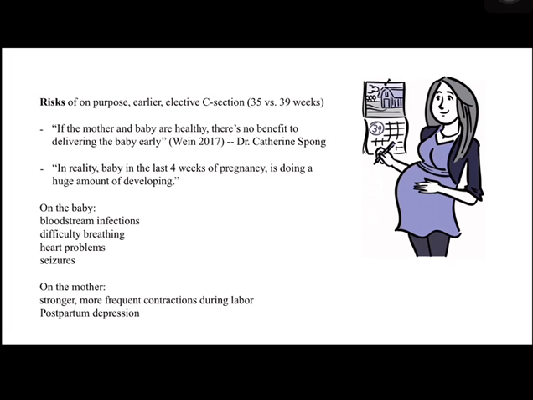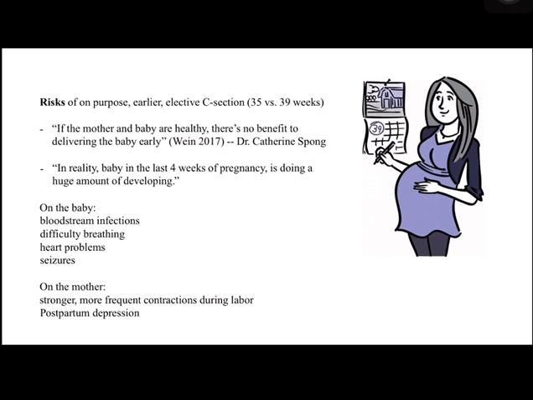A baby's brain weighs one-third more than it does at 35 weeks. The lungs and liver also continue to develop up to 39 weeks. And those last few weeks allow time for layers of fat to grow under the baby's skin, which helps keep the infant warm after birth.